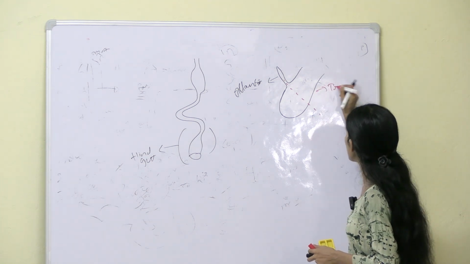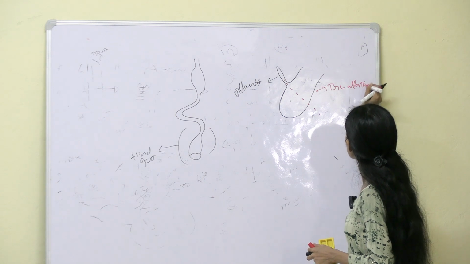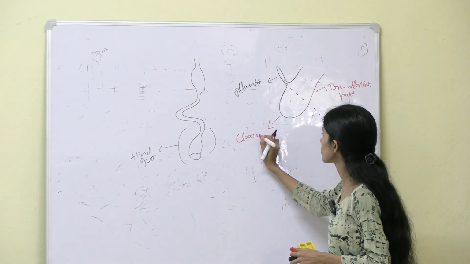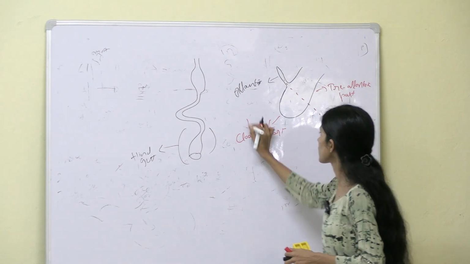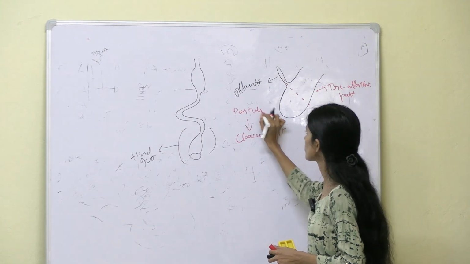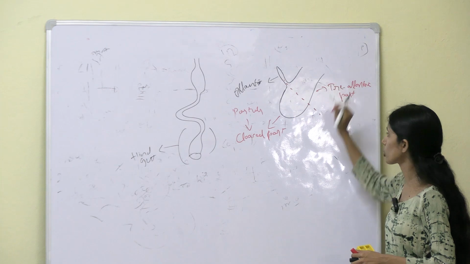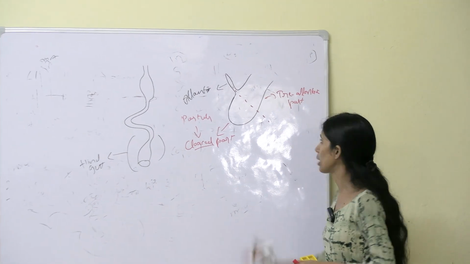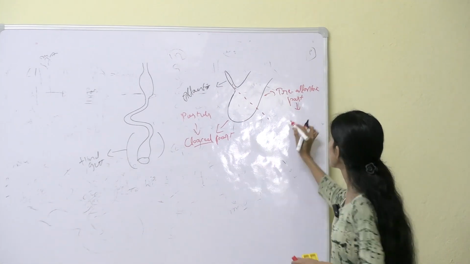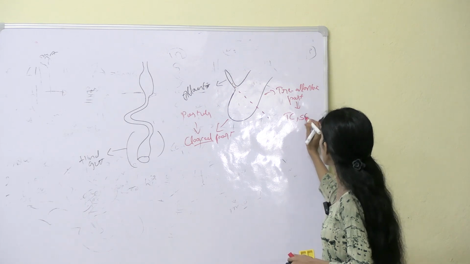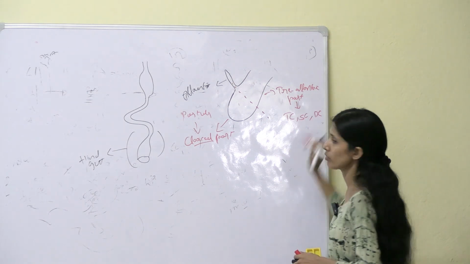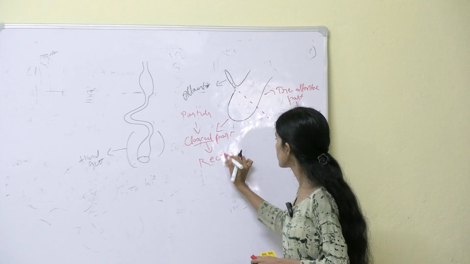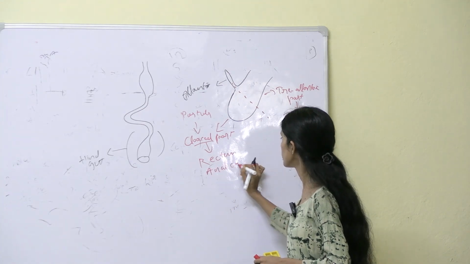Okay. This is the pre-allantoic part and this is the cloacal part, that is post-allantoic. Okay. We have pre-allantoic part and post-allantoic part. The post-allantoic part is also known as the cloacal part. From the pre-allantoic part, your transverse colon, descending colon and sigmoid colon will develop, and from the cloacal part your rectum and also your anal canal will develop.